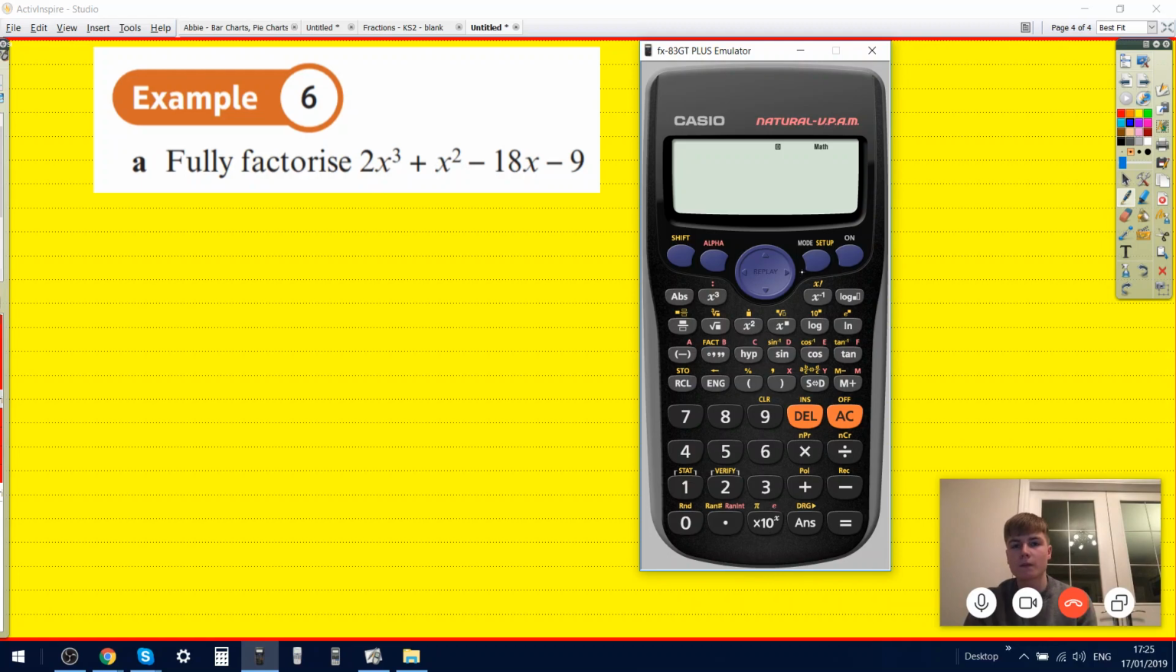So the way you do it is you sub in different numbers for x, and when you find one that gives you 0, then you can use that to get a factor. So it's similar to what we just did. So sub in different numbers in your calculator. Start with the easier ones: 0, 1, 2, minus 1, and go from there.